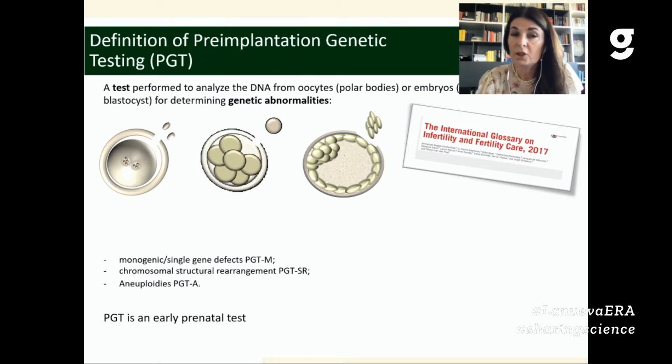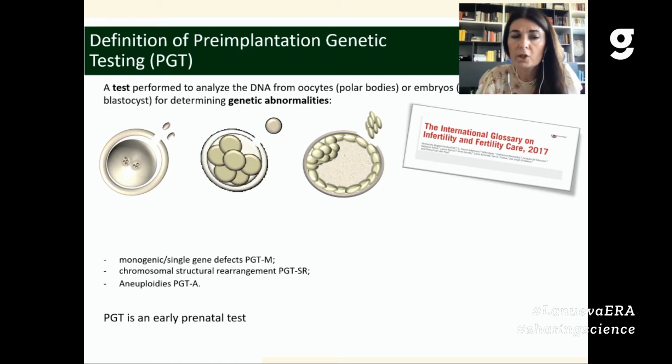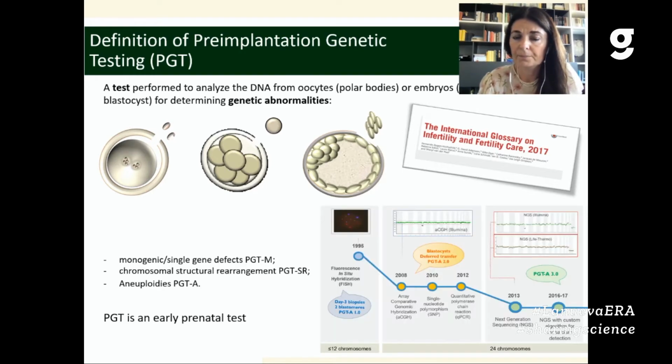So let's talk about PGT, preimplantation genetic testing. What is the aim? The aim is to identify in the embryo or in the fertilized oocyte, through polar body biopsy, blastomere biopsy, or trophectoderm biopsy, a DNA defect, such as a single gene defect, chromosomal structural rearrangement, or an aneuploidy. So the aim is to identify an unaffected embryo and not to transfer an affected embryo, which could potentially generate a miscarriage or an affected child.